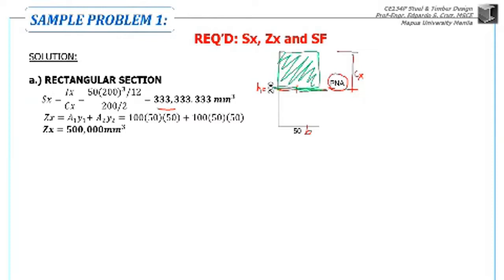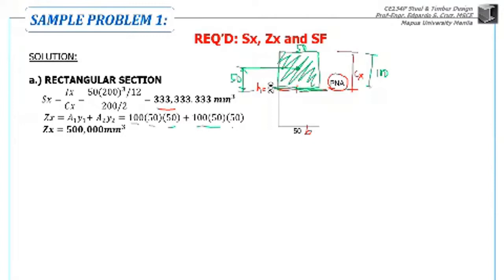So ito yung A1, yung kulay green na sinaydan ko. So A1 is 100 by 50. Okay, so kasi ito 100 to, diba? So 100 by 50. Tapos ang centroid niya nandito, distance from the PNA. So ito yung distance from the PNA. And that is 50. Kaya ito yun. Area times distance.